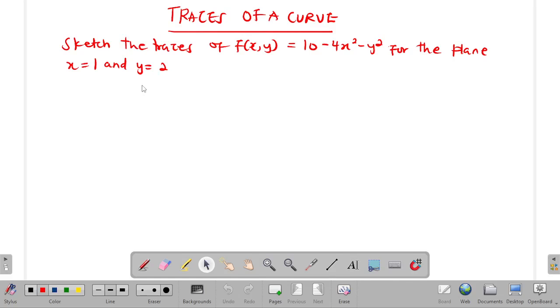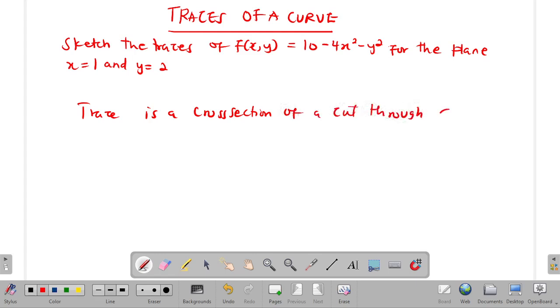In this lesson, I'll be taking you through the traces of a curve. What is a trace? A trace is simply the cross section of a cut through a surface, okay? So, trace, I'll say, is a cross section of a cut through a surface by a plane.